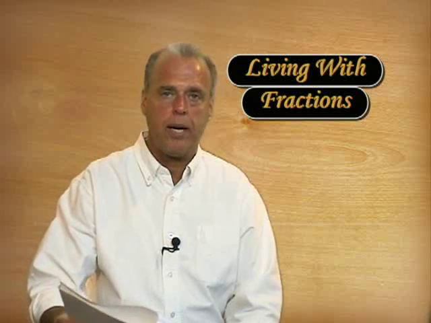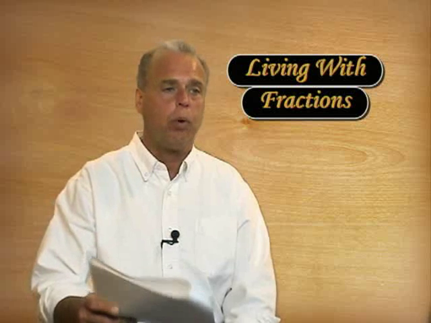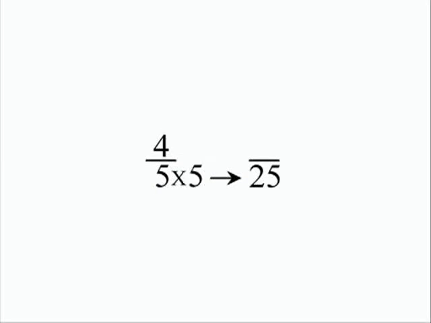Let's take one more example. Let's say I wanted to raise 4/5 so that the bottom is 25. What do I have to do to find the top? You must figure out what you multiplied 5 by to get 25. The multiplier here is 5, so you must multiply the numerator by 5 to get 20. So 4/5 can be raised to 20/25ths.